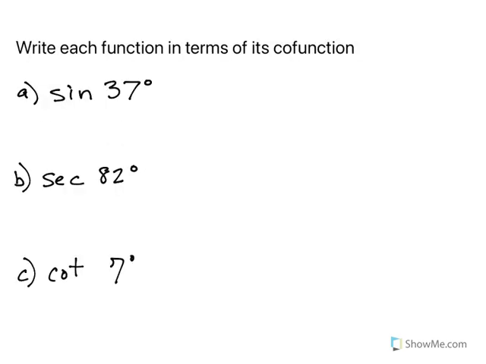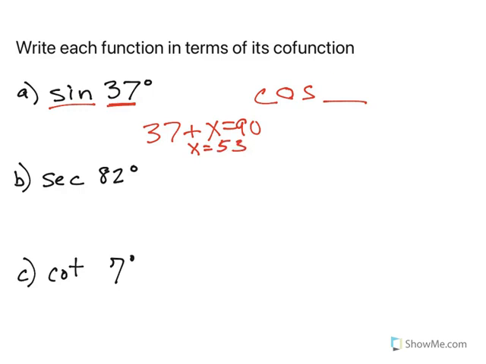So let's do a couple. We're going to write each function in terms of its cofunction. So the first one is the sine of 37 degrees. So think, the cofunction of sine is cosine. To find the degree measurement, we know that 37 plus whatever our degree measurement is, together, they have to be 90 degrees. Okay, well, if I solve for that, I get 53. So the cofunction of sine of 37 degrees would be the cosine of 53 degrees.